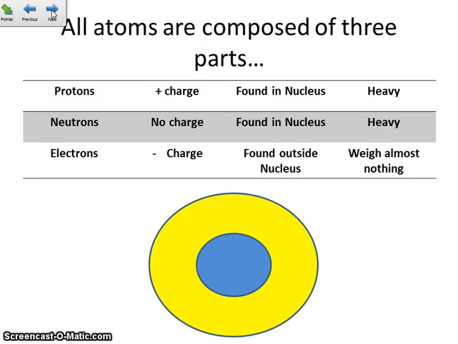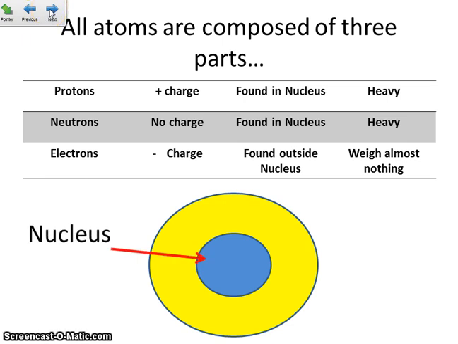So what scientists figured out as they started organizing and reorganizing this periodic table is that there's actually smaller pieces that make up an atom. There's 3 different pieces inside an atom. We have protons, neutrons, and electrons. And you should have this chart to fill in your notebook. Okay? First thing we're going to talk about are protons.